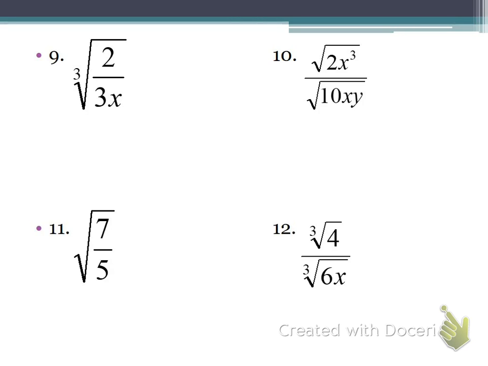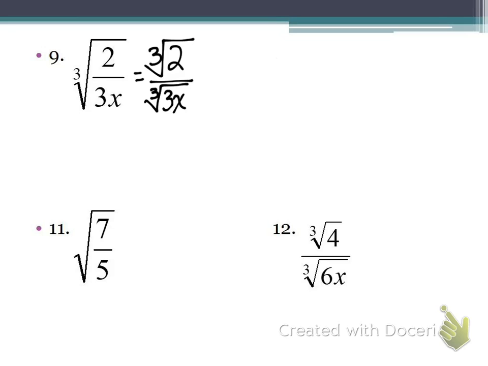I might have to cover some of them up one at a time while we're working through these. On number 9, we've got it written with one big cube root sign. But can we simplify 2 over 3x? No. So this is when we're going to go the other way and split it up. So the cube root of 2 over the cube root of 3x. I am going to cover up number 10 for now so that I've got some space to work, but I'll bring it back in a minute.